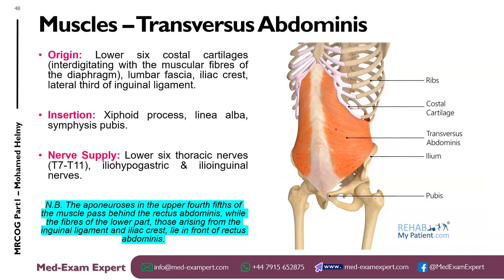The aponeurosis of this muscle shares in the formation of the rectus sheath. As I told you, it shares in the posterior part of the rectus sheath until the arcuate line. Then the aponeurosis of this muscle lies in front of the rectus abdominis to share in the anterior part of the rectus sheath, as we mentioned before.